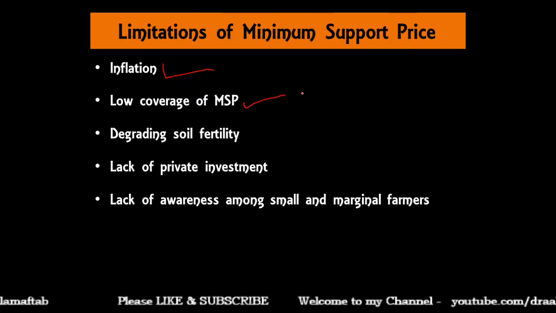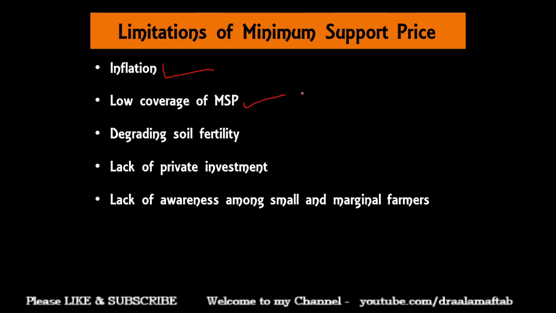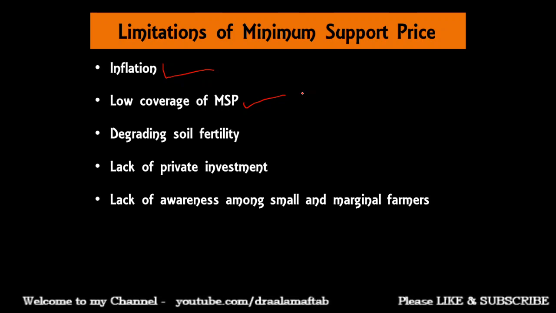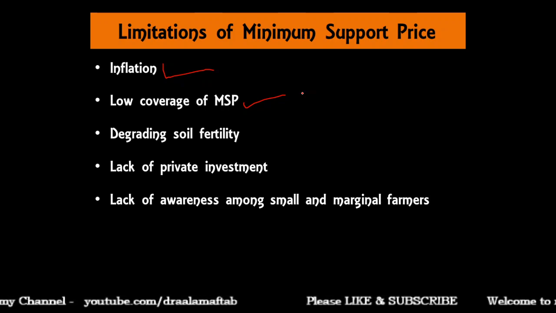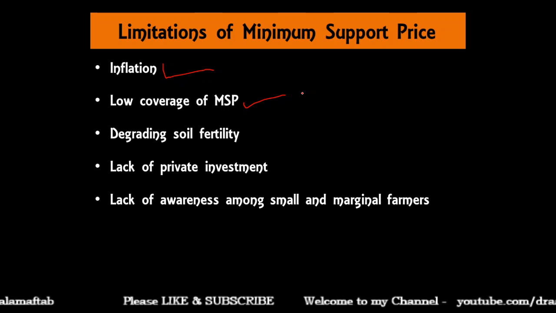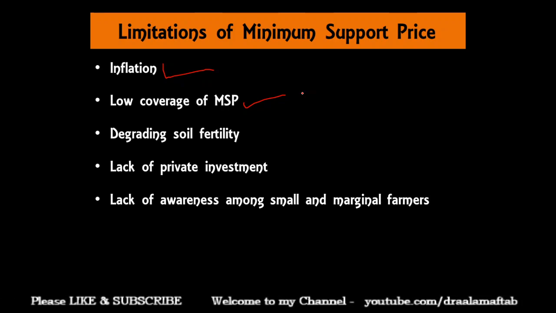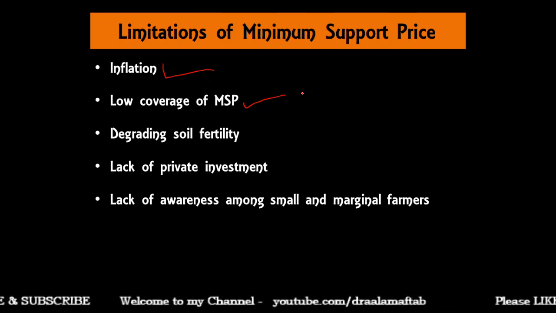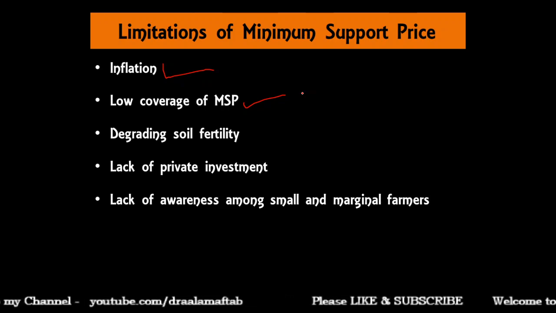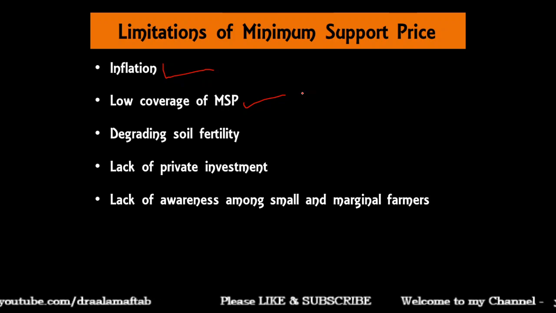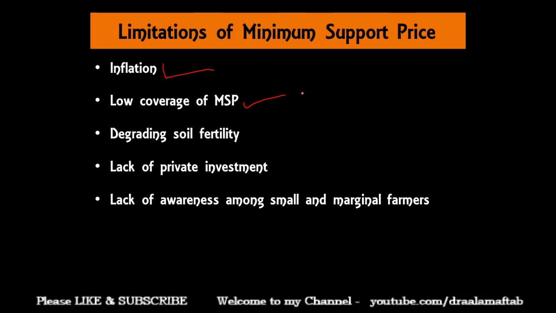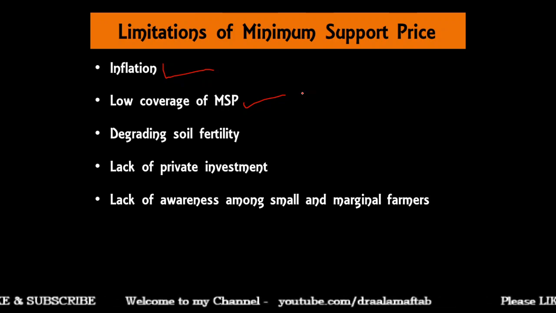The second limitation is low coverage of MSP. Government procurement is effective in only a few states like Punjab, Haryana and Andhra Pradesh. Although the government announces MSP for 23 crops, it effectively procures only wheat and rice, which means it is not implemented properly for other crops. Thus only a handful of farmers are able to benefit from the MSP scheme.